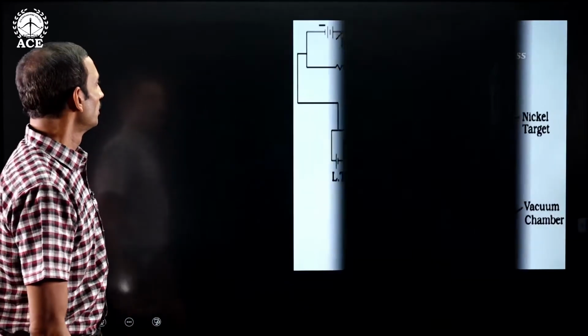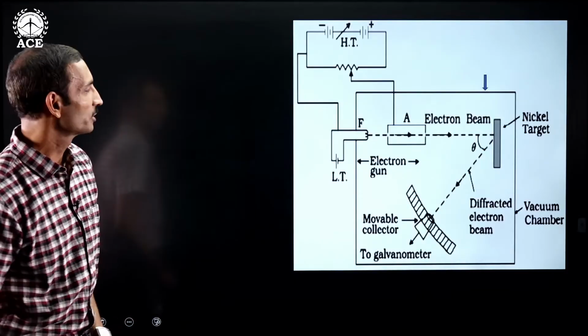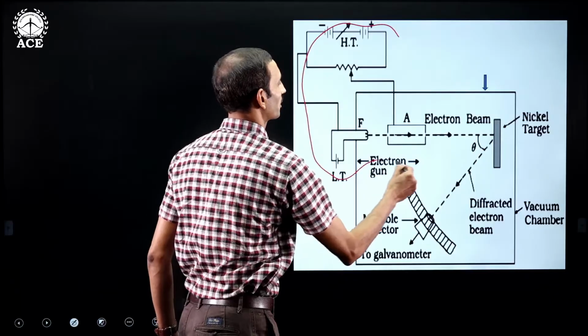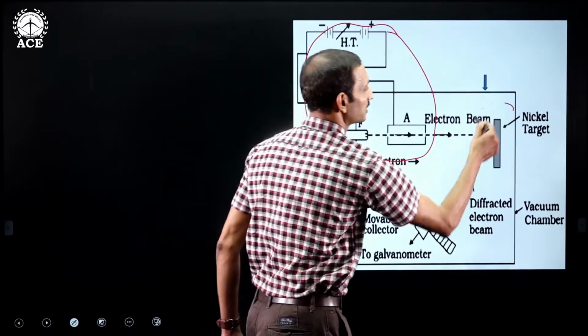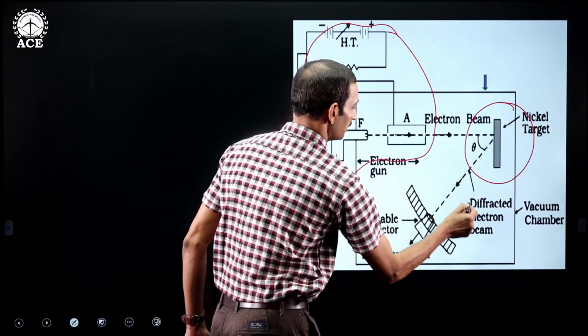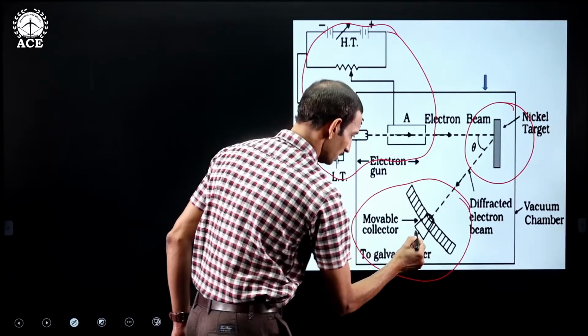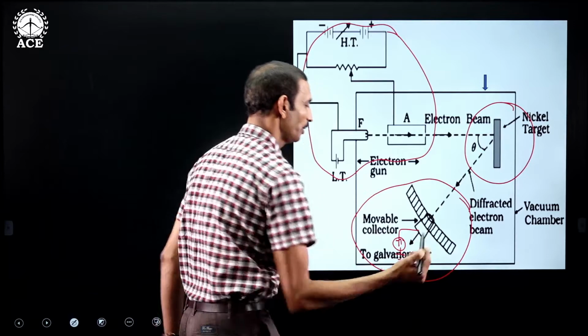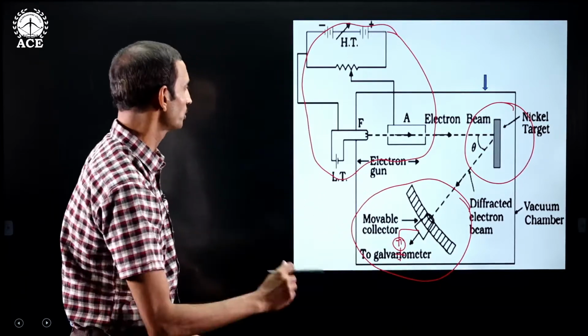Now, this is the one that we have already seen and understood. This entire portion is our electron collector. This is the target, and this particular portion in turn has to be connected to a galvanometer. That is what I have shown here, which is nothing but the electron collector.